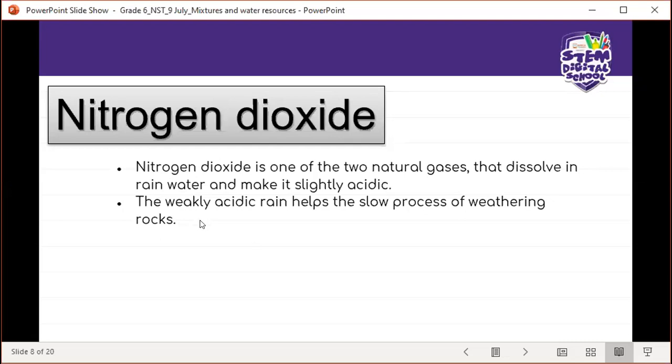So the nitrogen dioxide, which makes the rain acidic, helps in breaking down rocks. Okay. So just so that you guys understand what these 2 points mean.